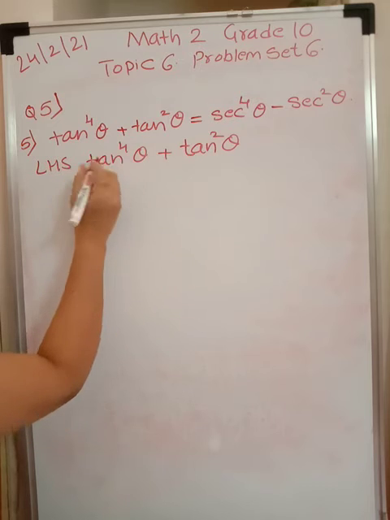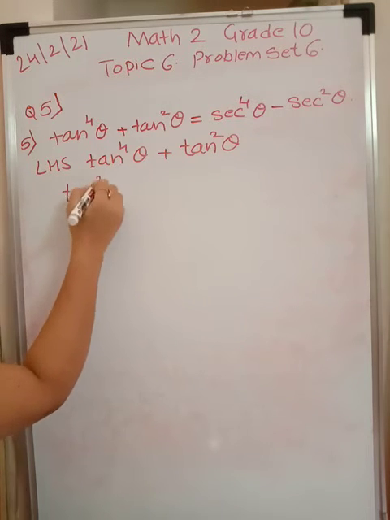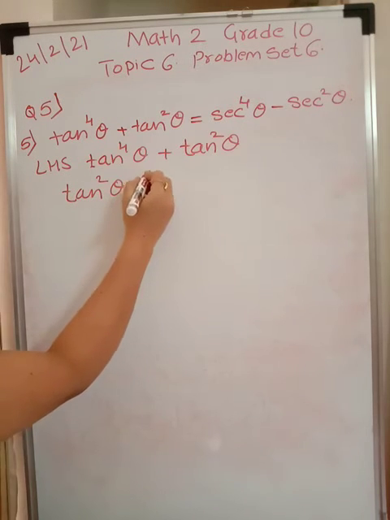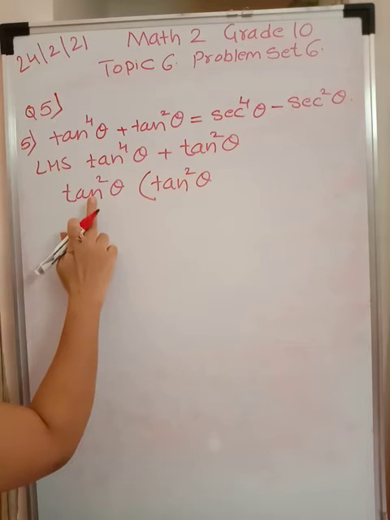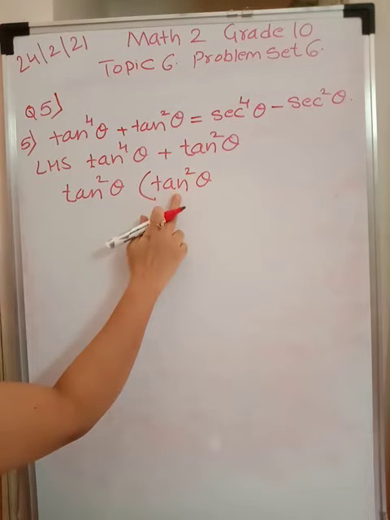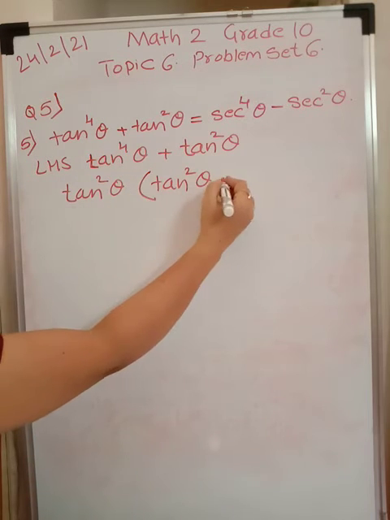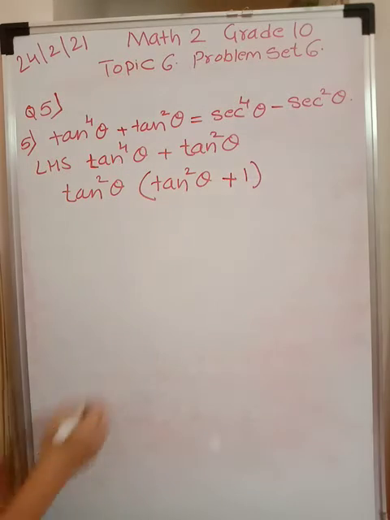Now from this tan square can be taken out. So you have tan square theta out. Okay. So tan square theta is out. What will remain inside? Here there will be one more tan square theta, because tan square theta into tan square theta will be tan raised to 4 theta. Are you getting this? Plus sign as it is. Tan square theta is already out. So there will be 1 inside.